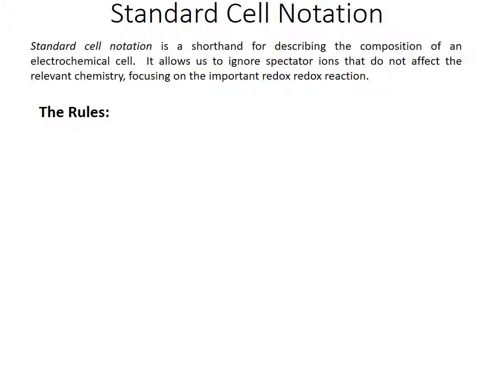To begin with, standard cell notation is a shorthand for describing the composition of an electrochemical cell. Its main function is to let us focus on the important redox reaction that's occurring in the cell while ignoring the spectator ions that aren't really participating.